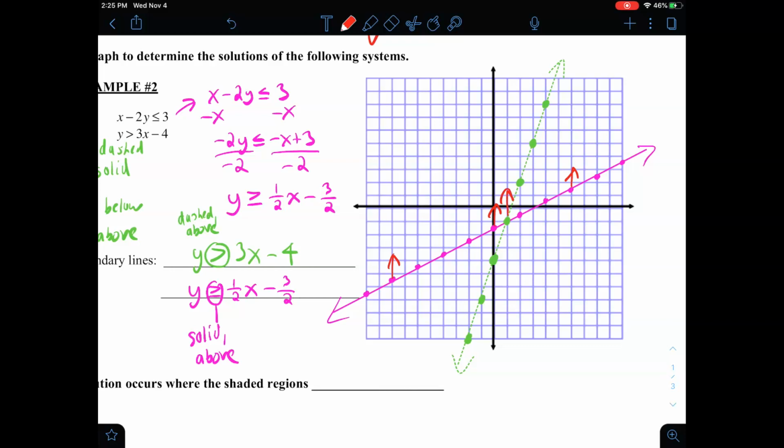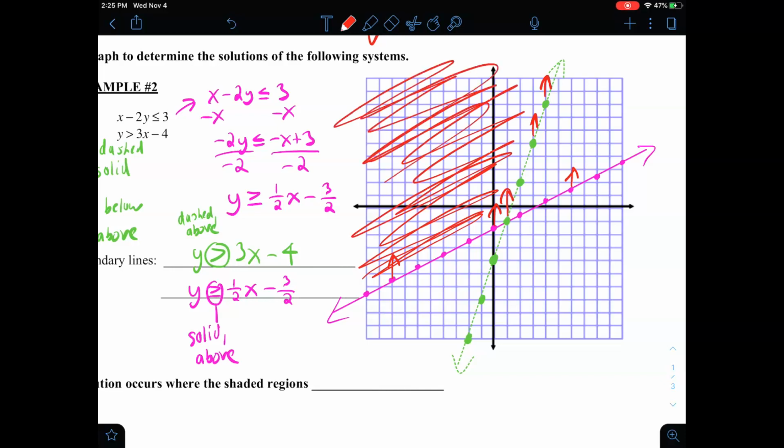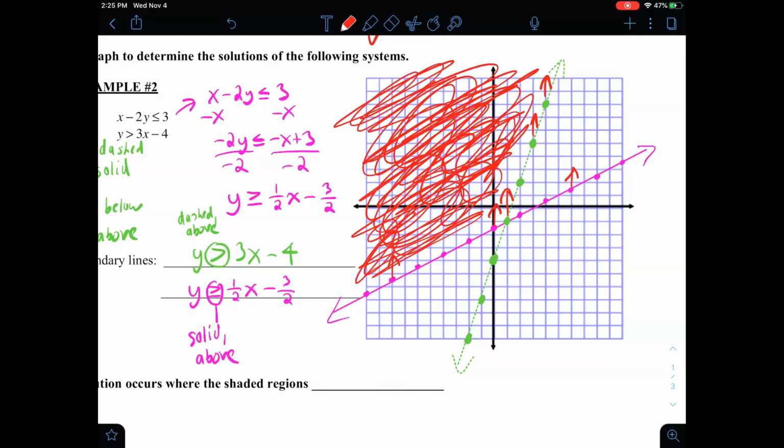So we're going to go above, above, and above. So we're going to shade right over here. This is our shading right here. It's this area. This is where they overlap. And that's going to be all the solutions. Okay? So that's kind of how you do these problems. You graph them like they would be. I should draw them closer to the line here.